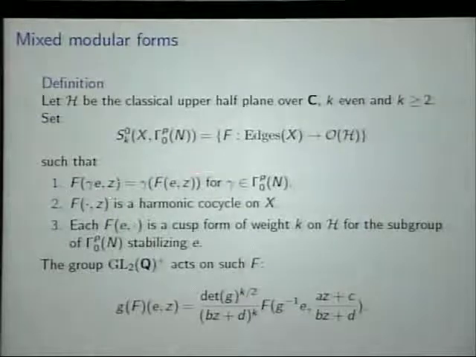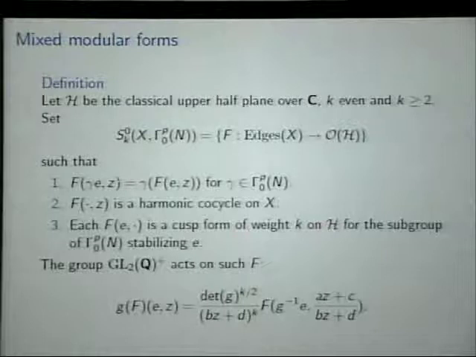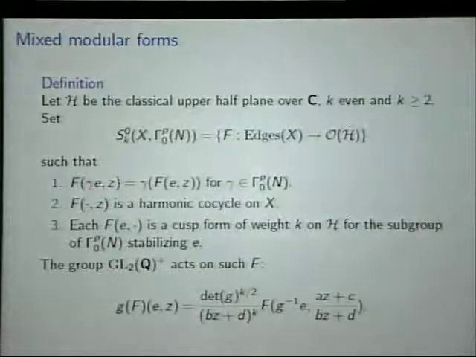So we can ask that if you translate by the action on the edges of the tree, that pulls out to be the action of this thing as a modular form of weight k on the classical upper half plane. If you think of it as a function in the E variable, it's supposed to be a harmonic cocycle. And if you think of it as a function in the Z variable, it's supposed to be a cusp form of weight k on the classical upper half plane. Because of this gamma equivariance, if gamma fixes E, then you get the equation f of Ez is gamma f of Ez.